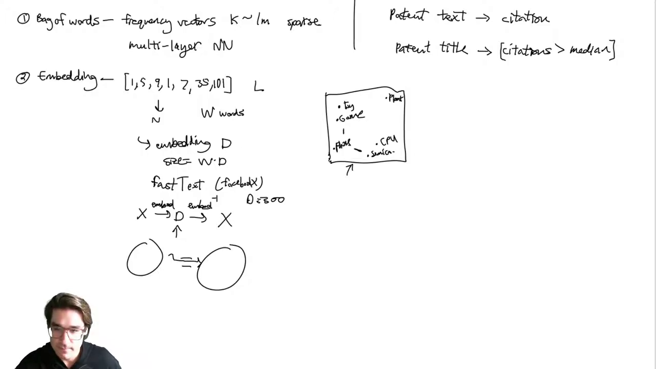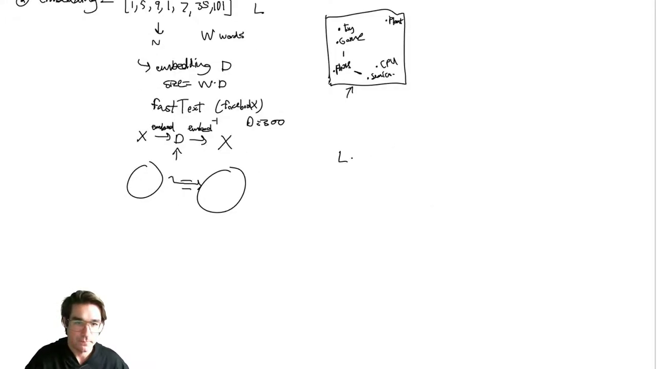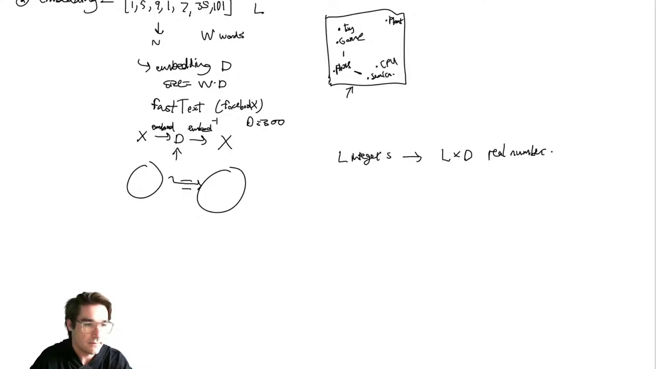We map these integers, for each patent, we have L integers describing the title. We're going to map that into L by D real numbers, as represented inside a computer. So we had integers, and now we're in the number of words times that dimension D. If we had, say, 10 words and D is 32, that would be 320 numbers describing that. So that's step number one.